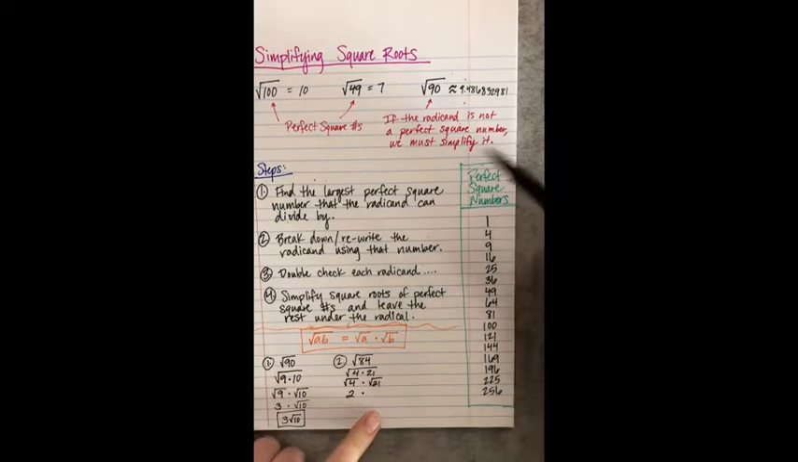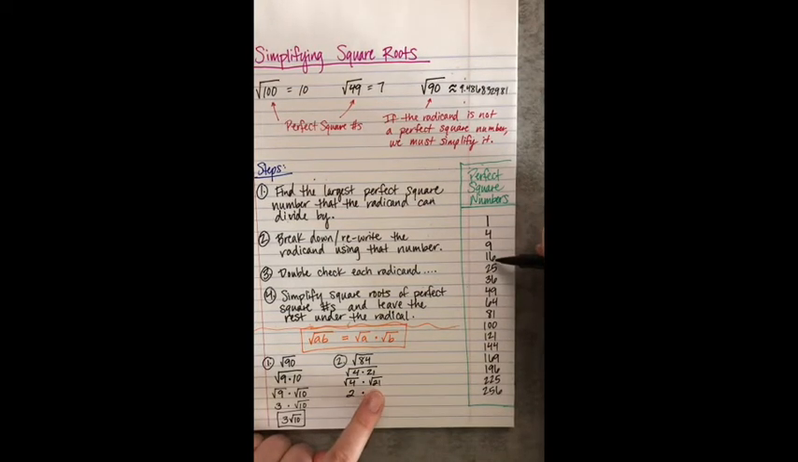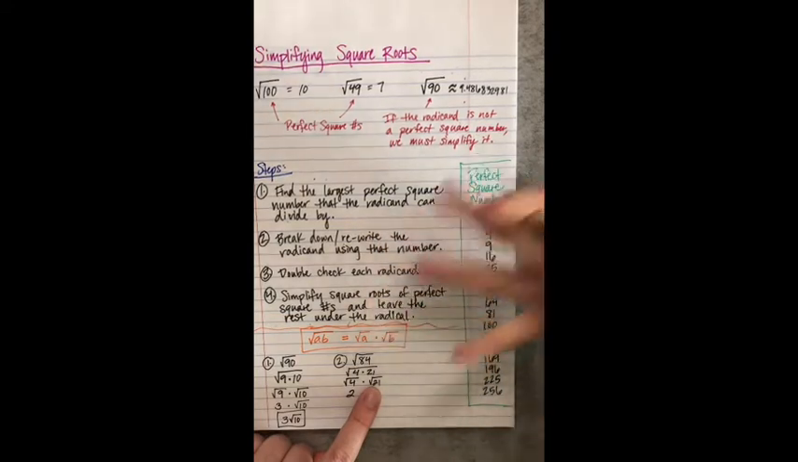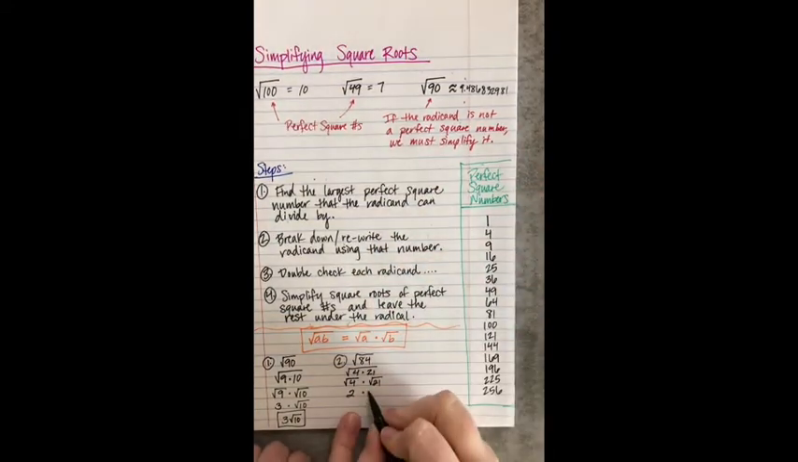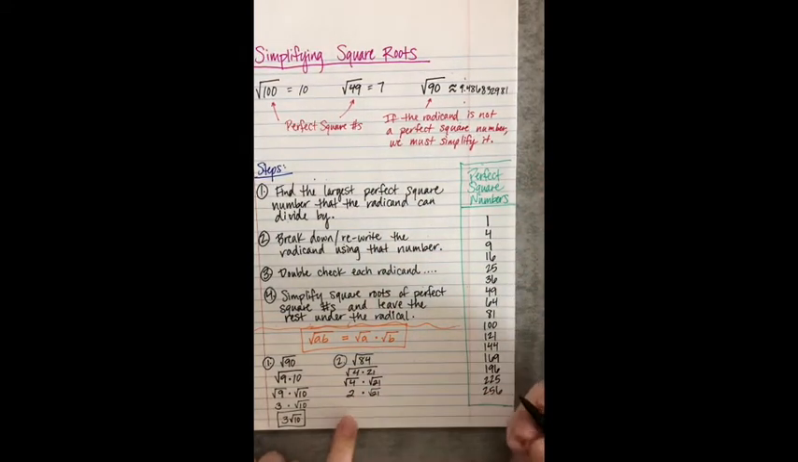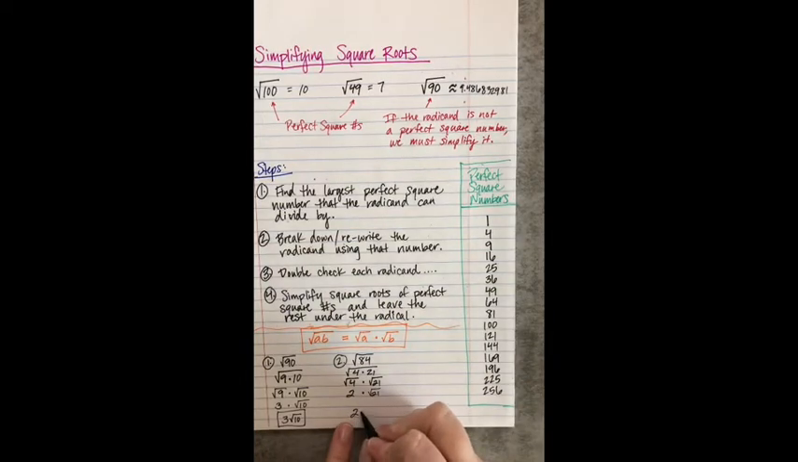Now 21, we need to double check it. Can we take 21 and divide by 16 nicely? No. 21 divided by 9, not a pretty number. 21 divided by 4, not a pretty number. Dividing by 1 doesn't really do anything cool. So that is just going to stay square root of 21. So your final answer is 2 root 21.